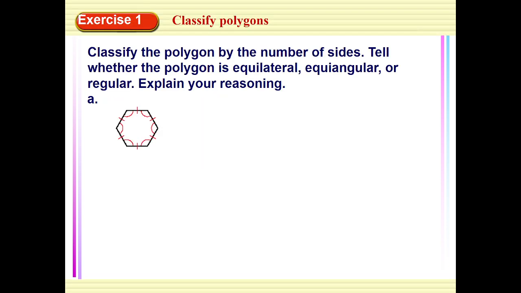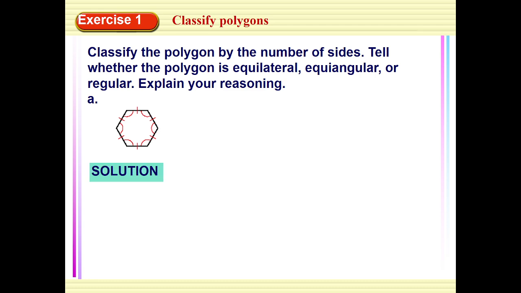So let's have an exercise. Let's classify polygons. Classify the polygons by the number of sides, and also by angle, tell whether the polygon is equilateral or equiangular, and if it's also regular or irregular.